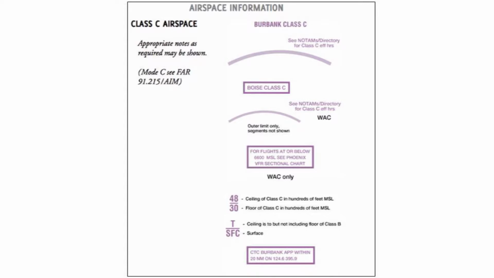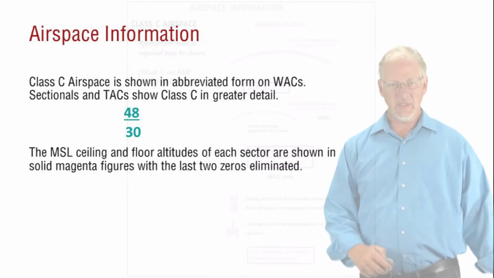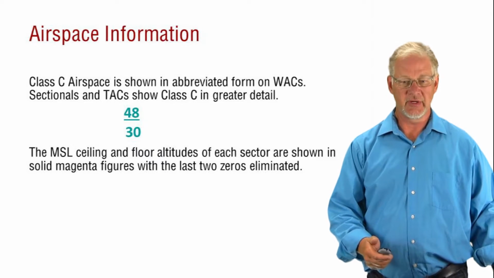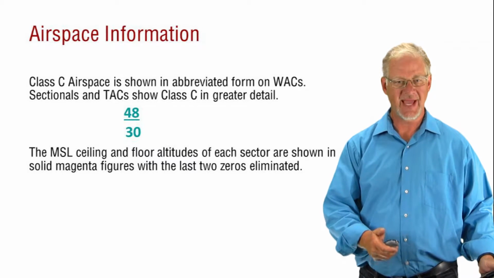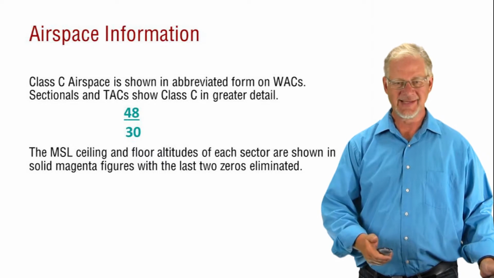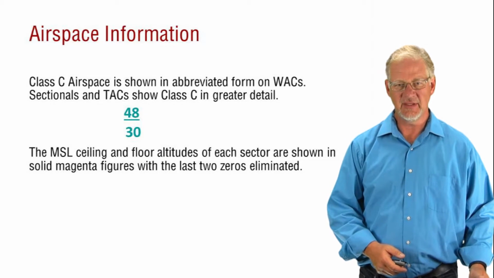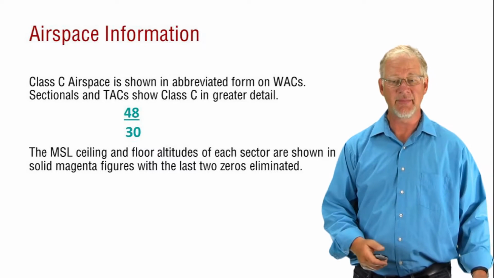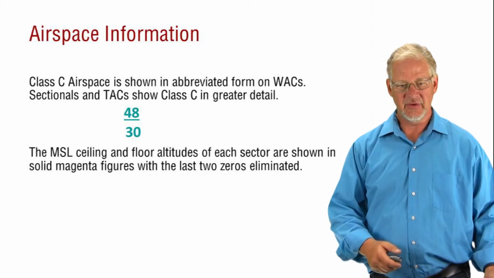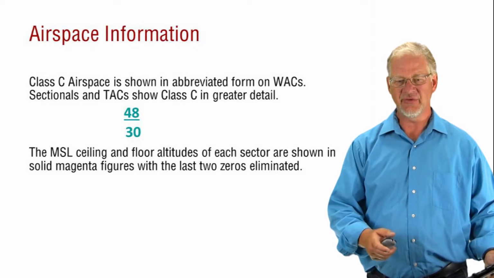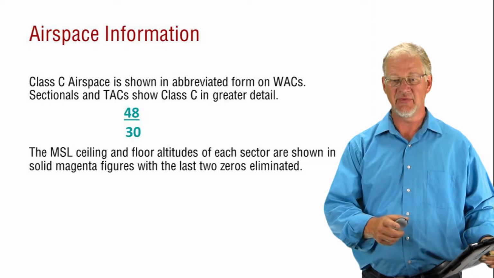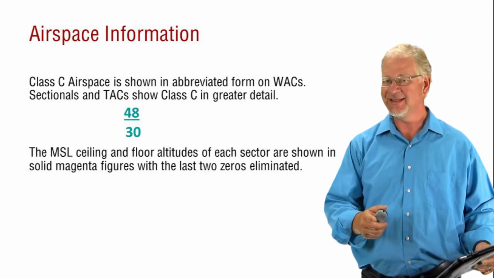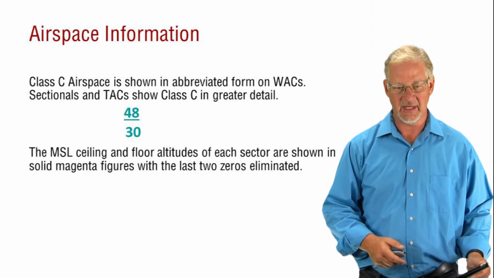Those numbers are critical to you because you're going to be finding that on charts and maps, not just for the test, but if you're going to be flying in and around that area. So in looking at Class C airspace, we're showing numbers and abbreviated numbers on that. This happens to be an example of 48 and 30. The 48 indicates the ceiling of the airspace you're going to be flying in, the Class C airspace. The 30 happens to be the base. So the MSL ceiling and floor altitudes of each sector are shown in the solid magenta figures, which you just saw right there, but the last zeros are eliminated.